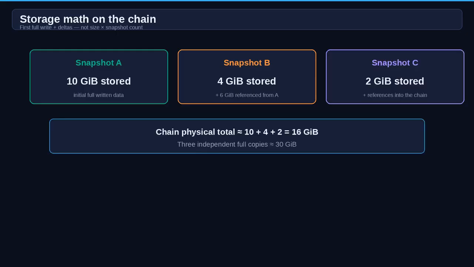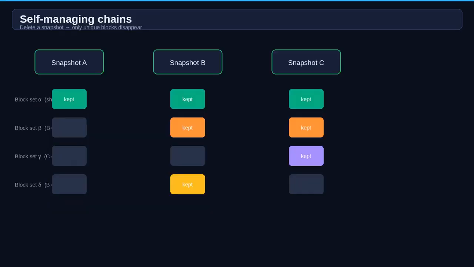The savings compound as volumes grow and change rates stay modest. A 1 terabyte disk that changes 1% between backups adds about 10 gigabytes per snapshot after the first, not another terabyte. That is the economic heart of incremental snapshots. You should now be able to estimate chain storage as first full written size plus each later delta, not size times number of snapshots.